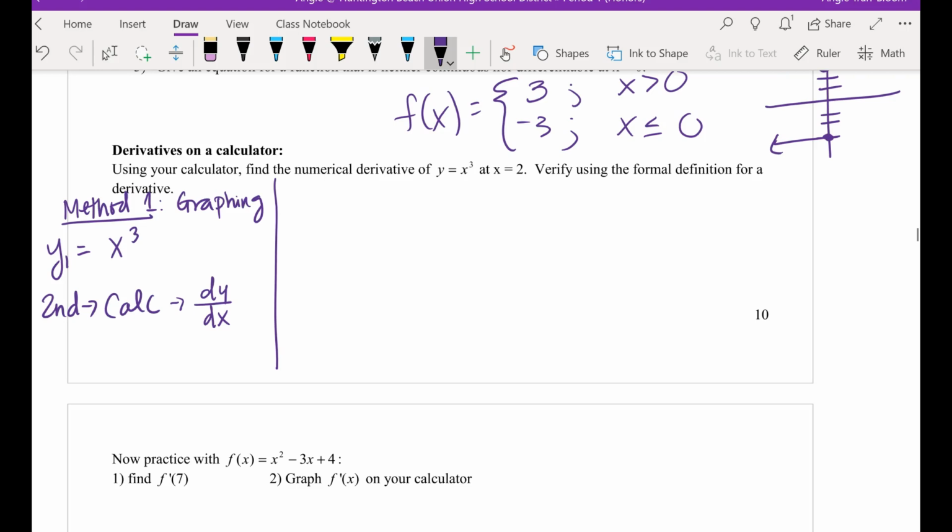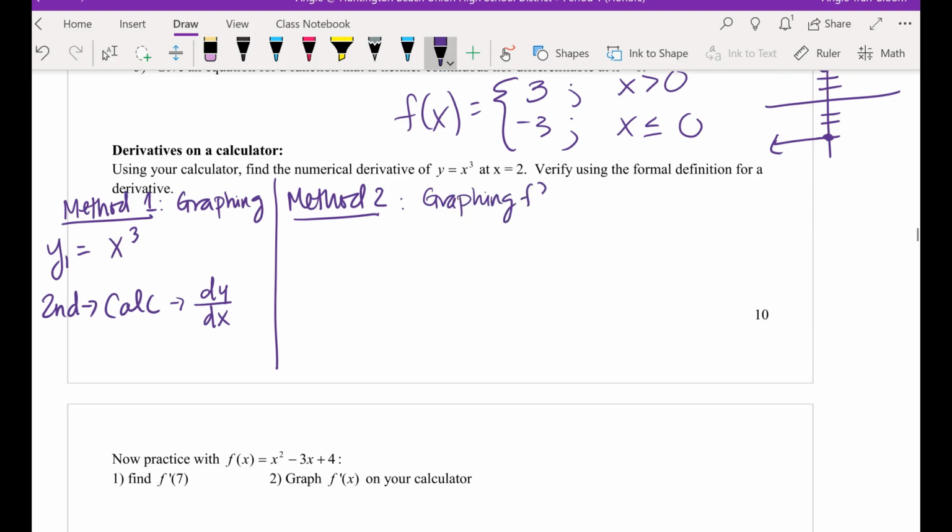So we've hit dy/dx. Has anybody else hit this method before I go into the second method? This is just one of the ways. Next, method number 2. We are going to graph out f prime.